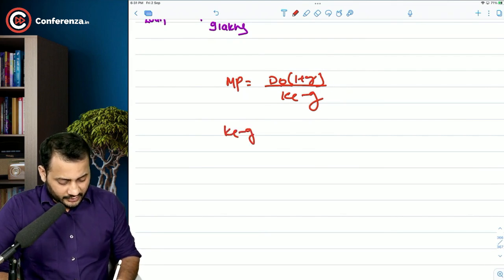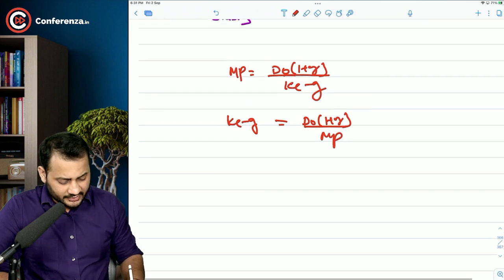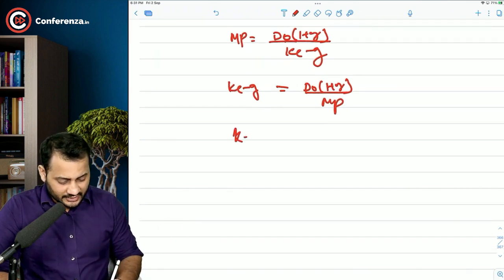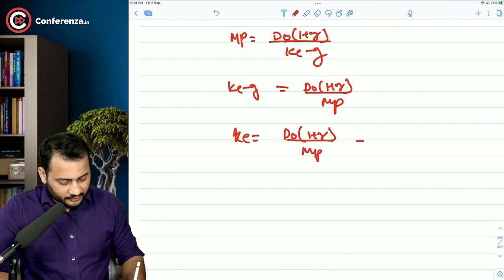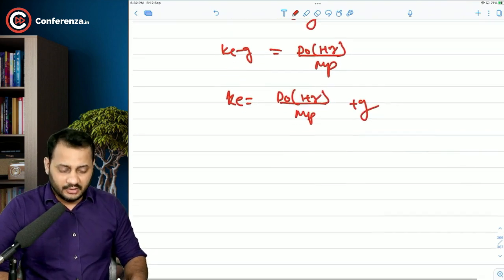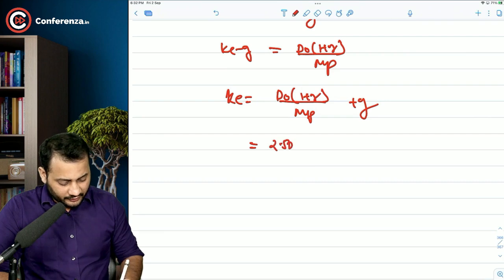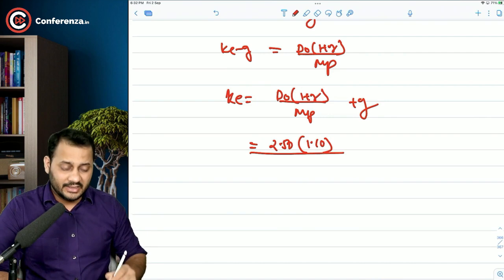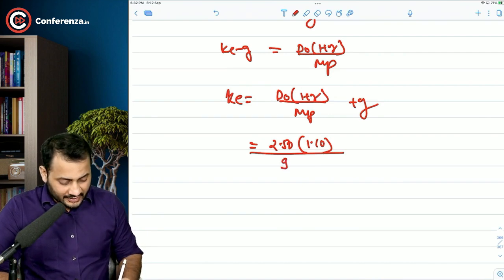So cost of equity minus growth is equal to D0 in bracket 1 plus growth divided by market price. And when we transfer the growth to that side, it will be D0 in bracket 1 plus growth divided by market price, plus growth, right? Now dividend is 2.5. It will grow by 10% every year, and the market price will be like this, 990.